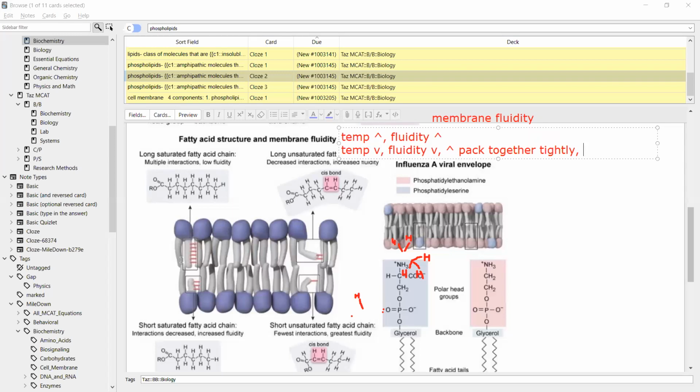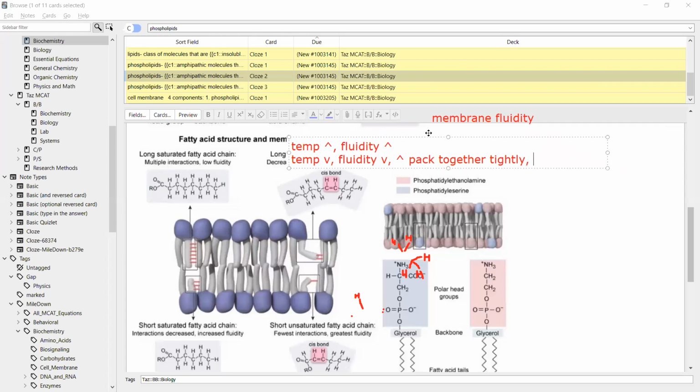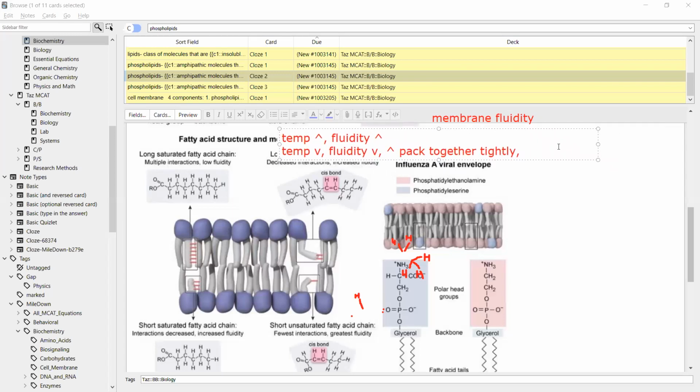If they're packed together tightly, is there more space or less space compared to if they are kinked? Saturated has less space, right? So packing together tightly means there's less space, which means they should be unsaturated. Oh wait, saturated. Yes, sorry. Almost confused myself there. So the saturated phospholipids can pack together tightly because they don't have kinks, which decreases fluidity, which happens at low temperatures.